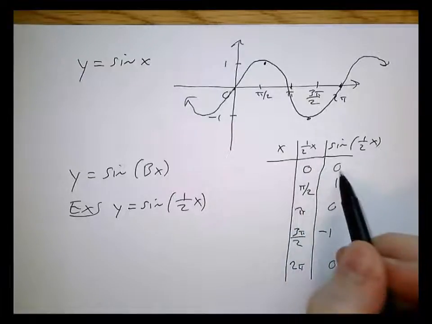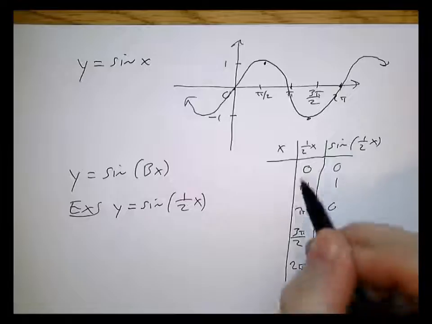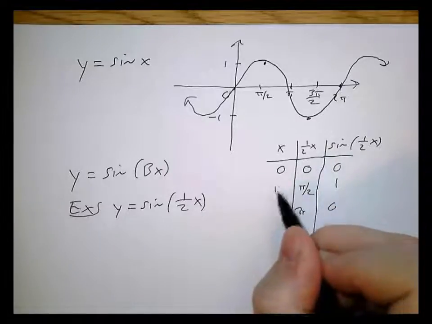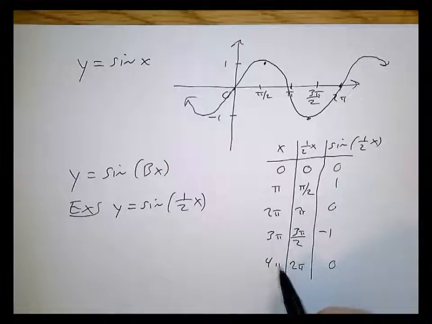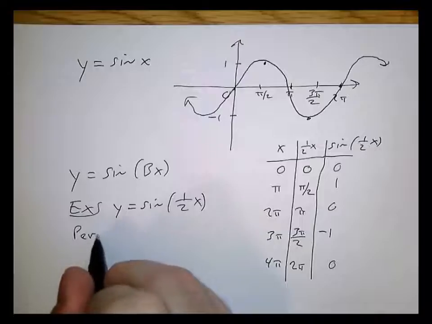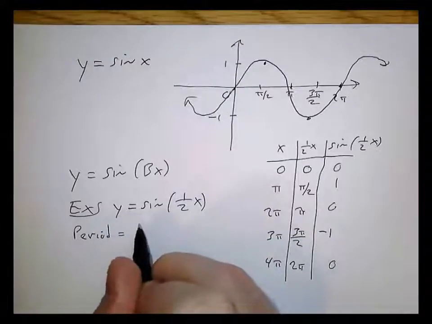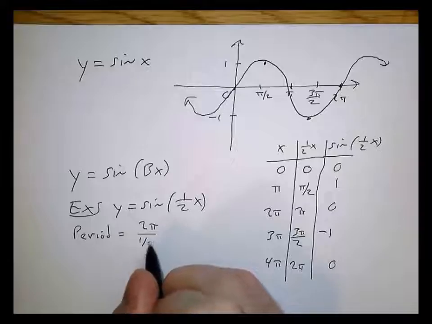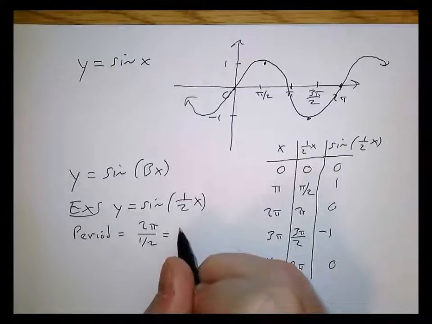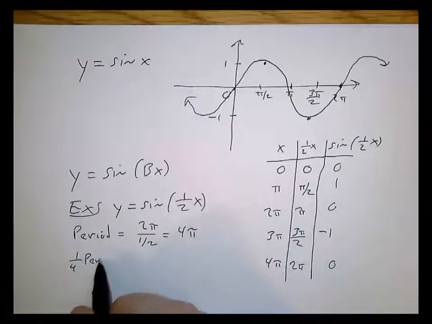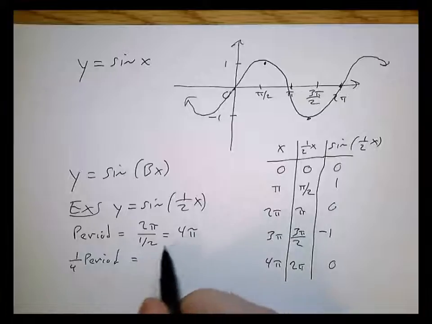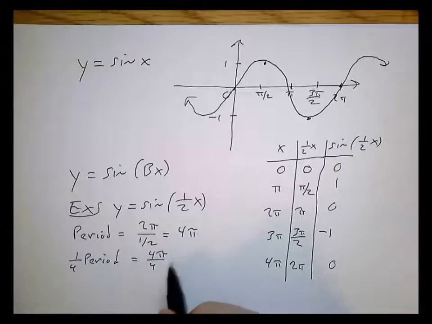But if this is a half x we're feeding in here, x has to be twice as large as these values. So I have 0, pi, 2 pi, 3 pi, 4 pi here. My x values have to be twice as large to give me my same y values. And the period here is going to be 2 pi over 1/2, which is 4 pi. And so 1/4 of the period is going to be just 4 pi over 4, or pi.